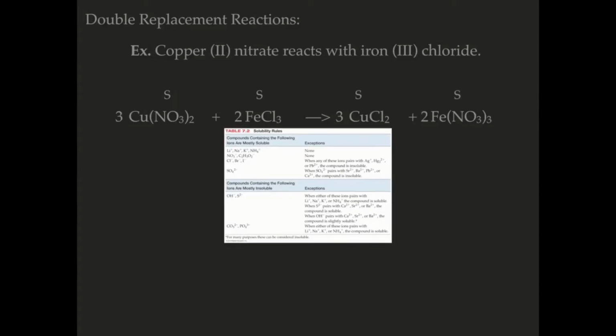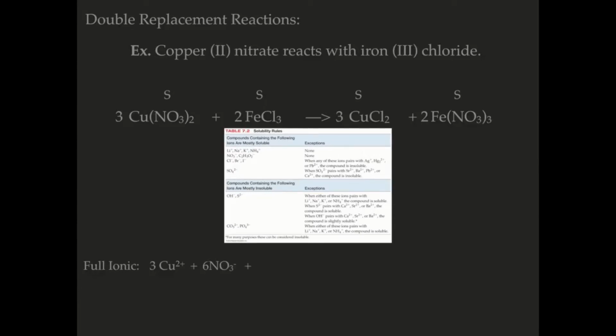So what I can do now is I can take this double replacement reaction and I can write the full ionic reaction. So anything that's soluble I break up. So the first thing I'm going to break up is copper nitrate. Now copper has a 2+ charge, so when I break it up into its ions, I'm going to have 3 copper 2+ ions. Okay? And that's going to react with, well, I've got 6 nitrate ions because there's a 3 in front for the coefficient and then a 2 for the subscript. So I've got 6 NO3 minuses.